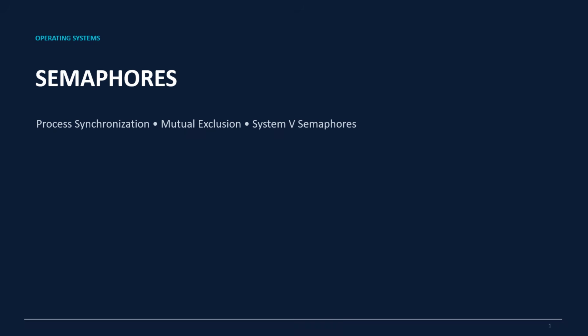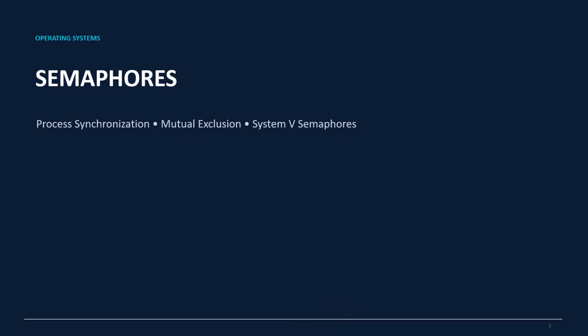In this video, we are going to learn one of the most important concepts in process synchronization, semaphores. When multiple processes execute simultaneously and access the same resource, we need a mechanism to control that access. Otherwise, we may get incorrect or unpredictable results.